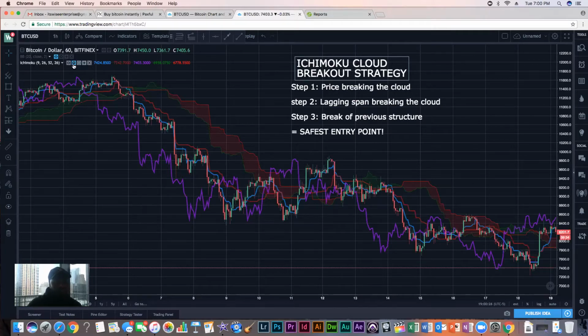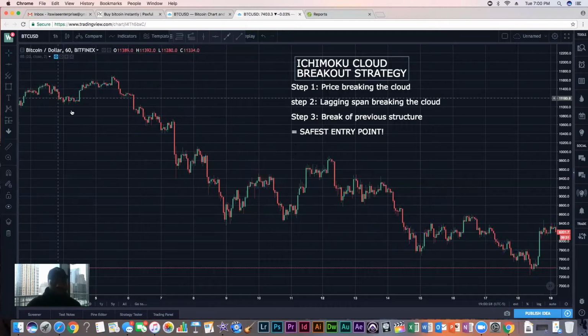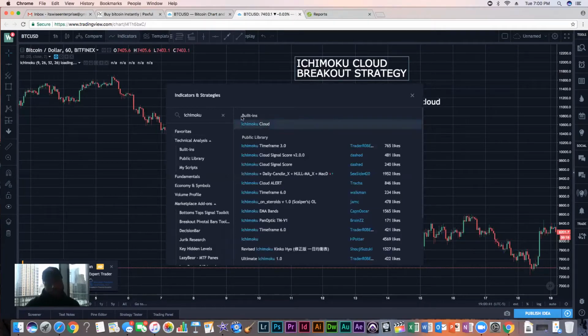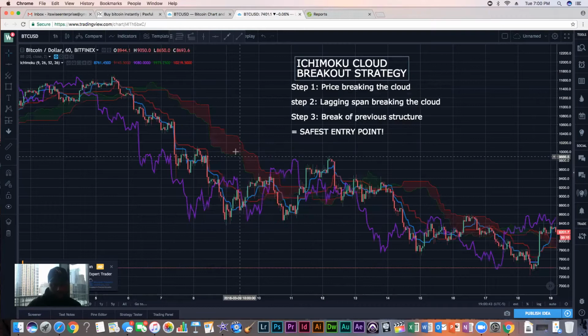I'm gonna go ahead and take this off so y'all can see how to put it on yourself. So this is what a chart looks like, bare, naked. Naked Forex charts. You go up here to indicators, just type in Ichimoku cloud, click it. You're good, all right?